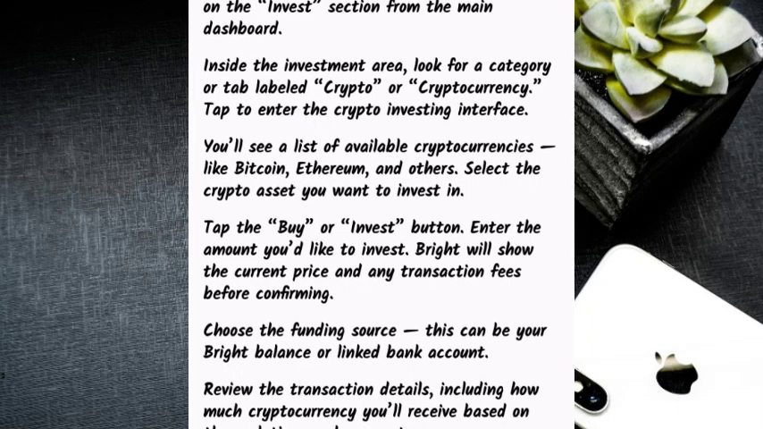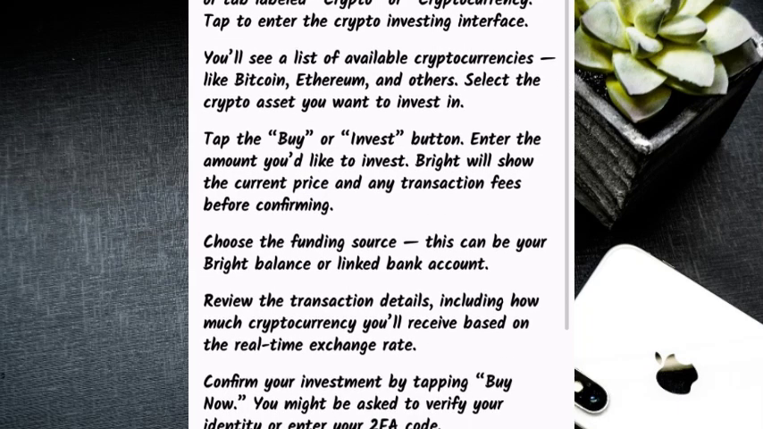Tap the buy or invest button, enter the amount that you'd like to invest. Bright will show the current price as well as any transaction fees before confirming. Choose the funding source. This could be your Bright balance or linked bank account. Review the transaction details, including how much cryptocurrency you'll receive based on the real-time exchange rate.